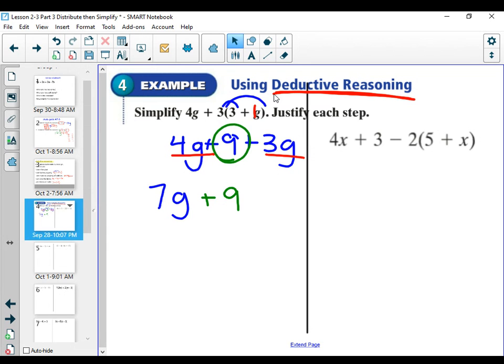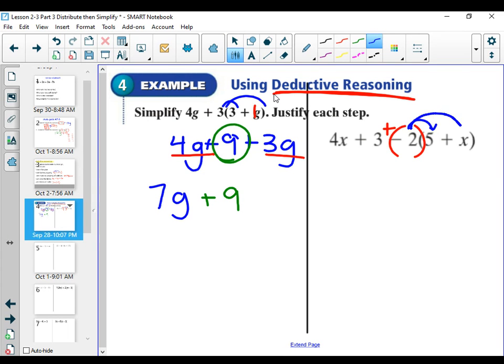On the right, warning, warning, warning. This subtraction is not a subtraction. It's trying to fool you. I'm going to use my negative and distribute. Negative 2 times 5, negative 10. Negative 2 times 1.